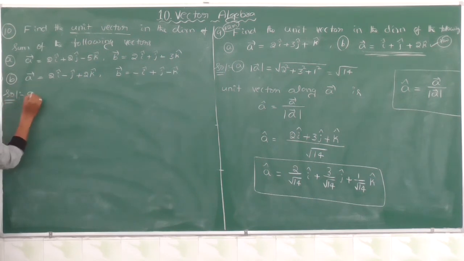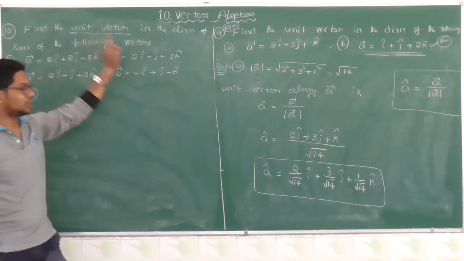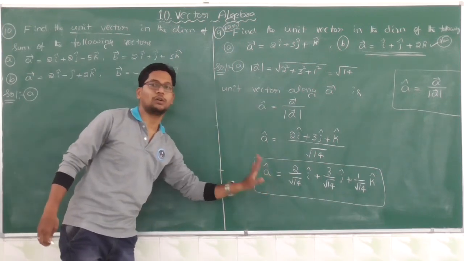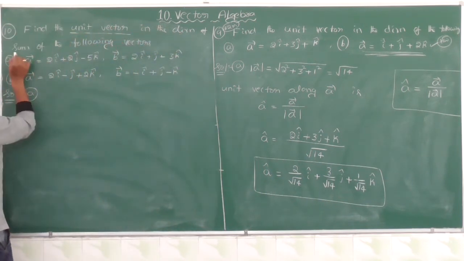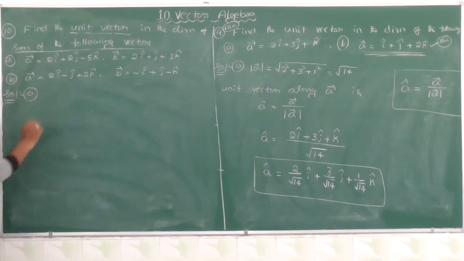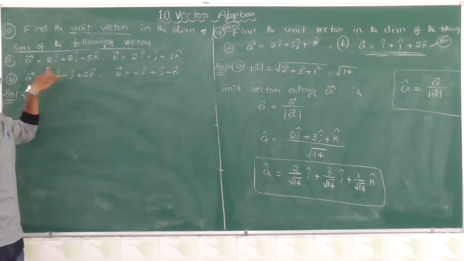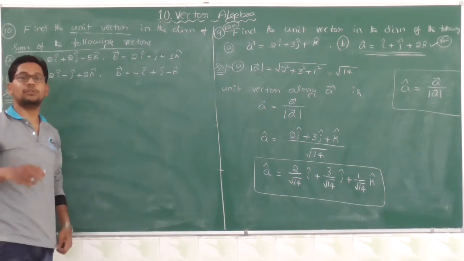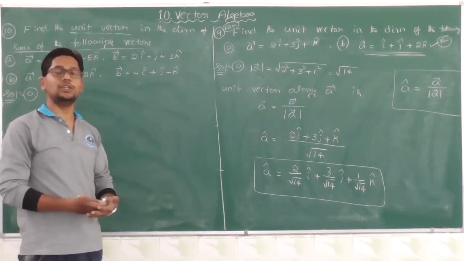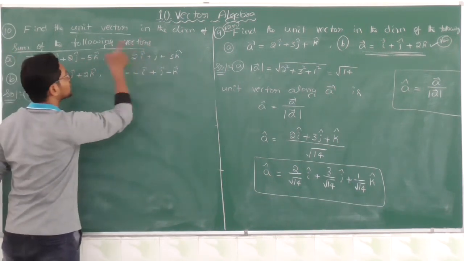Solution. First question solution. You just observe the question. We have to find the unit vector. This is the procedure to find the unit vector. We have to find the unit vector in the direction of sum of the following vectors. Sum is what? Addition. We have to add the given vectors, A vector plus B vector. After that, we will get one vector. For that vector, we have to find unit vector.